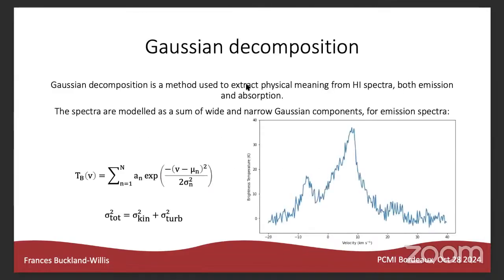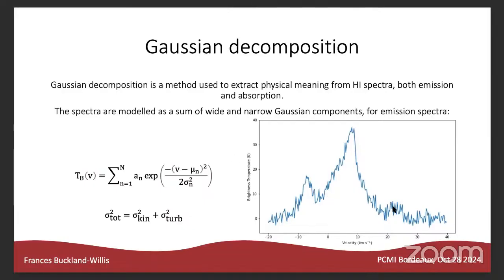Gaussian decomposition is a very straightforward way that we often use in spectral lines, especially in H1. It's a very simple idea. Basically, you model the spectrum as the sum of Gaussian components that have some centroid velocity, which represents the bulk velocity of the gas, some dispersion, which is the broadening due to the velocity of the gas within. And this is broadened by both the kinetic motions from the temperature of the gas and turbulent motions of the gas. And then your amplitude is some intensity, and you can get a column density in combination with that.